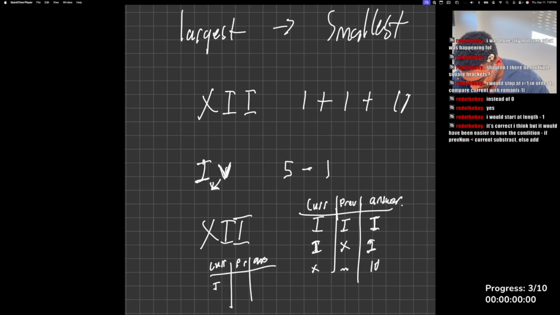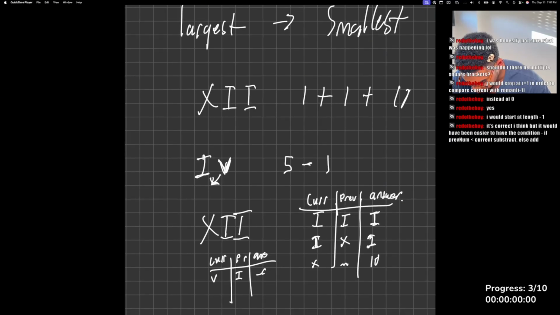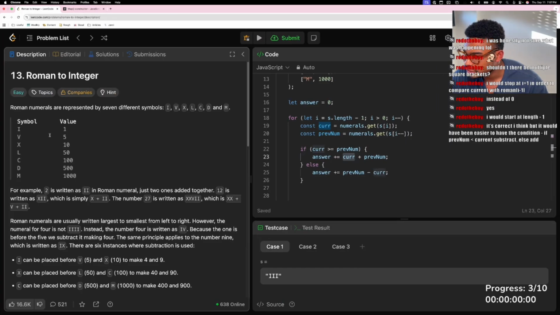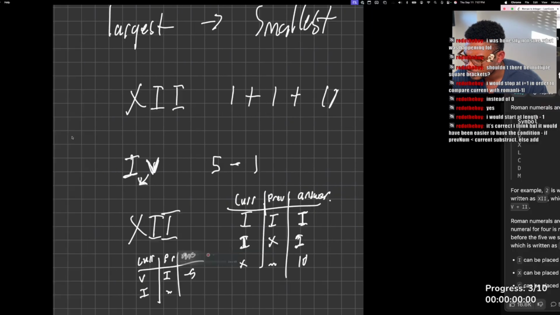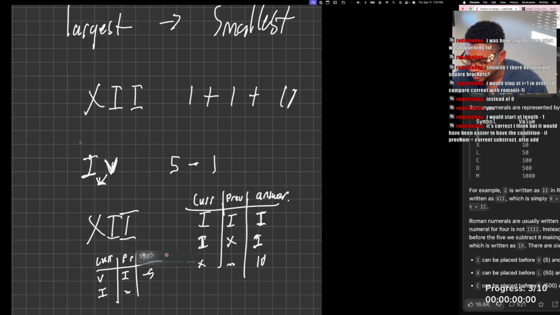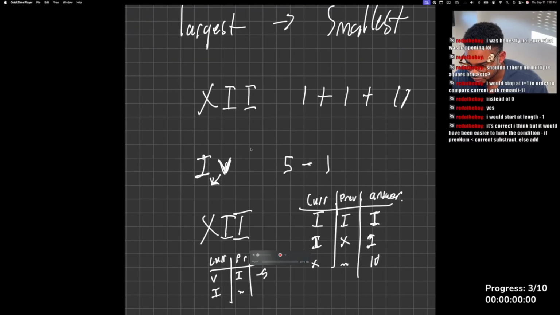So it's going to be IV. Sorry, not IV. V. The first one is going to be V, and the previous is I. So it's going to do minus 5. Oh, yeah, okay. And then I here. Oh my God, when you draw everything out, it just makes so much sense. Wait, sorry, not minus 5. What's V? V's 5. I should do 5 minus 1.